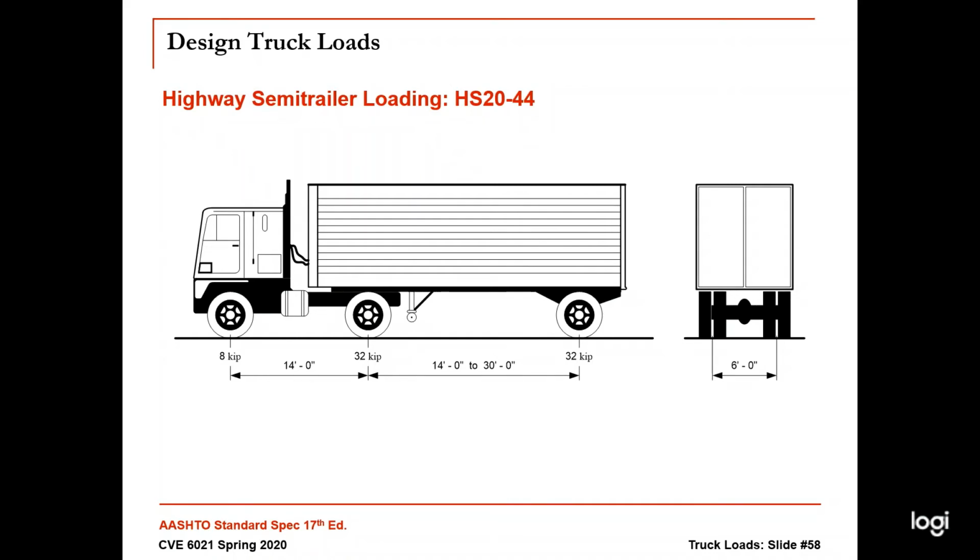So basically an HS20 loading means that we're going to have 3 axles that are spaced 14 feet apart. The first one's going to have an 8 kip load, and the other 2 are going to have a 32 kip load. Now, in order to account for the dynamic effects of the truck crossing a bridge, we're going to multiply these loads by a factor of 1.33. That's called dynamic load allowance, or impact, depending on who you're talking to.